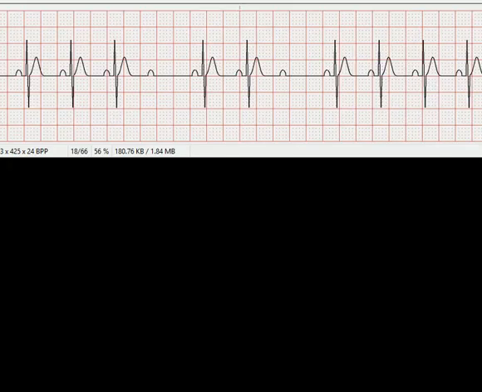Here's rhythm number 3. Go ahead and walk through the rules and pause the video until you get there, and then we'll analyze it together.